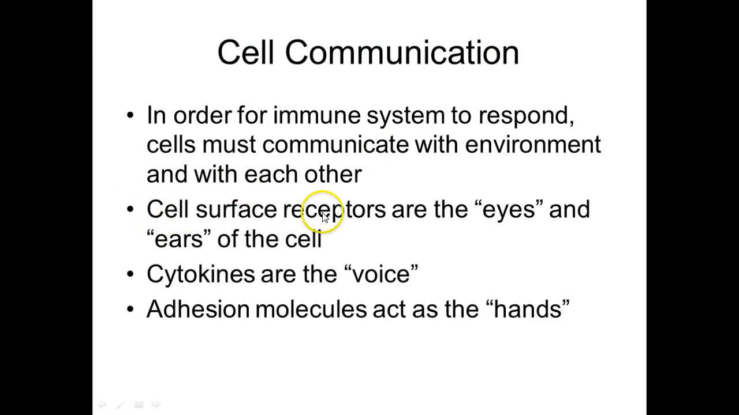So sometimes we refer to those surface receptors as our eyes and ears, right? This allows them to see and hear their environment. This is how they interact with their environment, very similar to how we see and hear things. The voices, which would be caught by the receptors, are the cytokines. So these are the chemical messages that are sent out, and they're going to bind to the receptors, the ears, and cause that cell to do something in response to that signal. If I yelled fire, everyone would run out of the room, right? So these signals have a particular reaction for a particular cell.